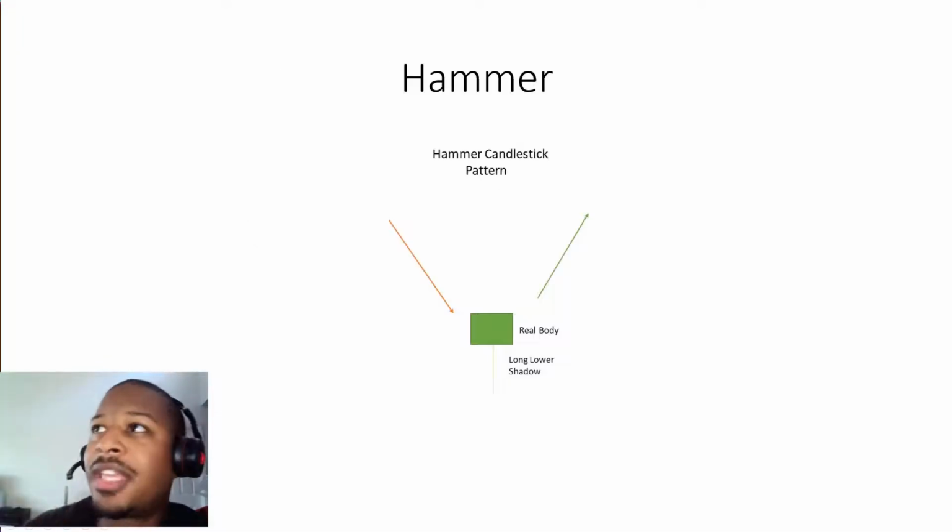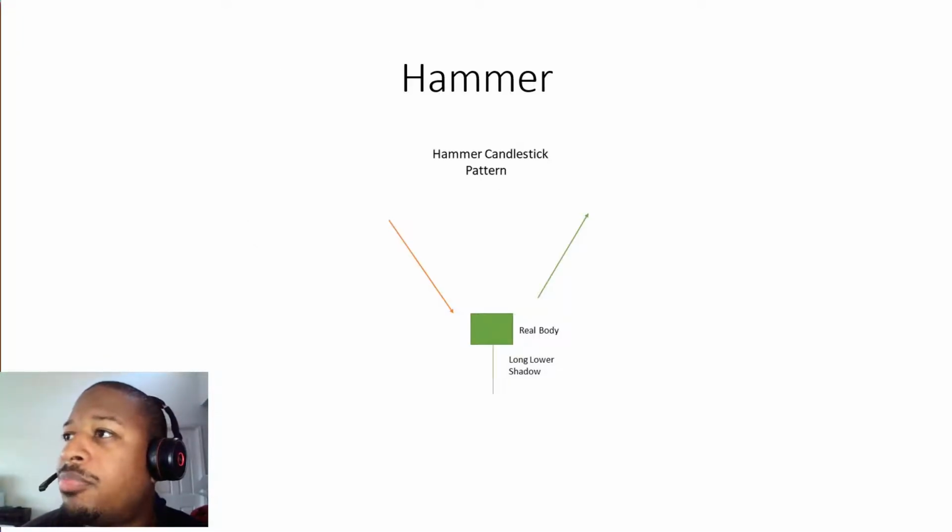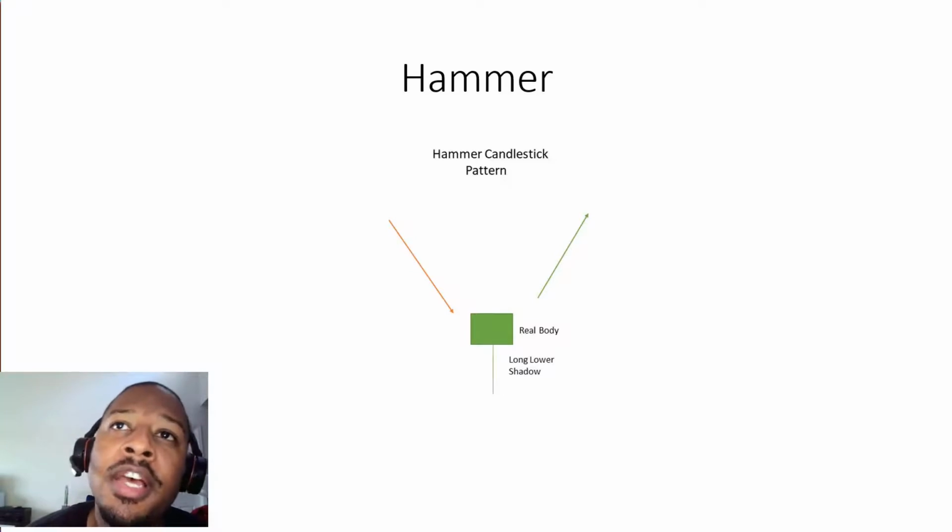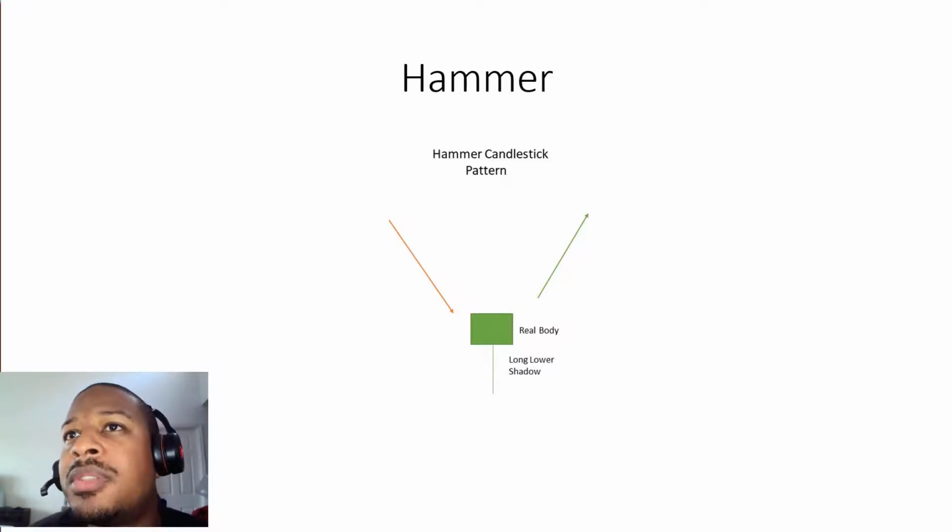So let's first talk about the hammer. Pretty much it's pretty easy here. The hammer is basically a single candlestick pattern that's formed at the end of a downtrend and is a signal for a bullish reversal. I like to see this candlestick a lot. The real body of the candle is small, and it's located at the top, with the lower shadow below it, as you can see here. The lower shadow should be more than twice the size of the body. The upper shadow is very little or basically none.